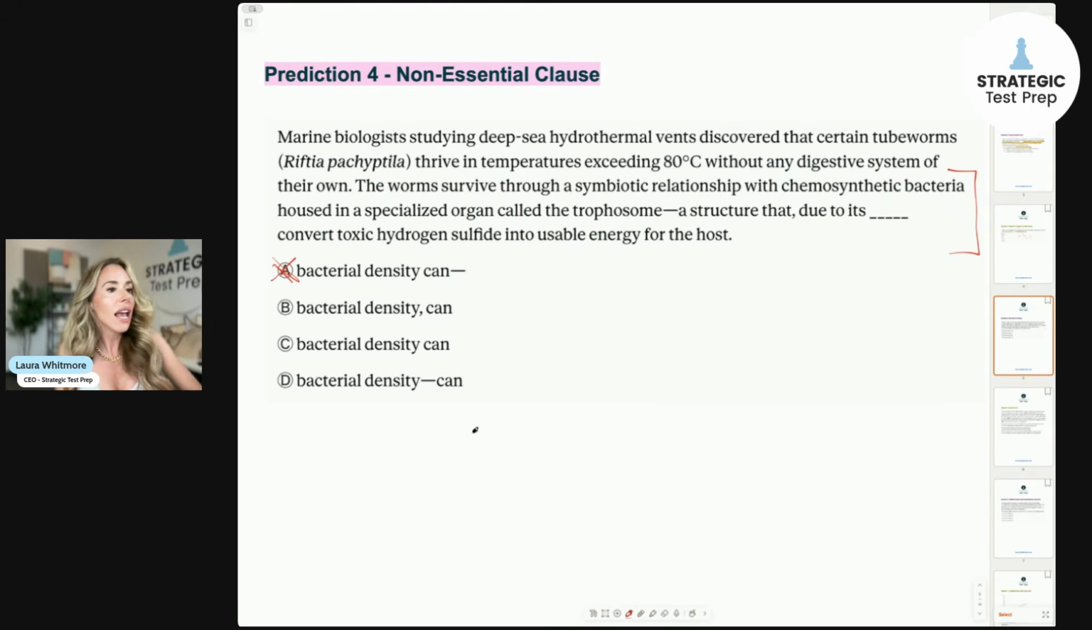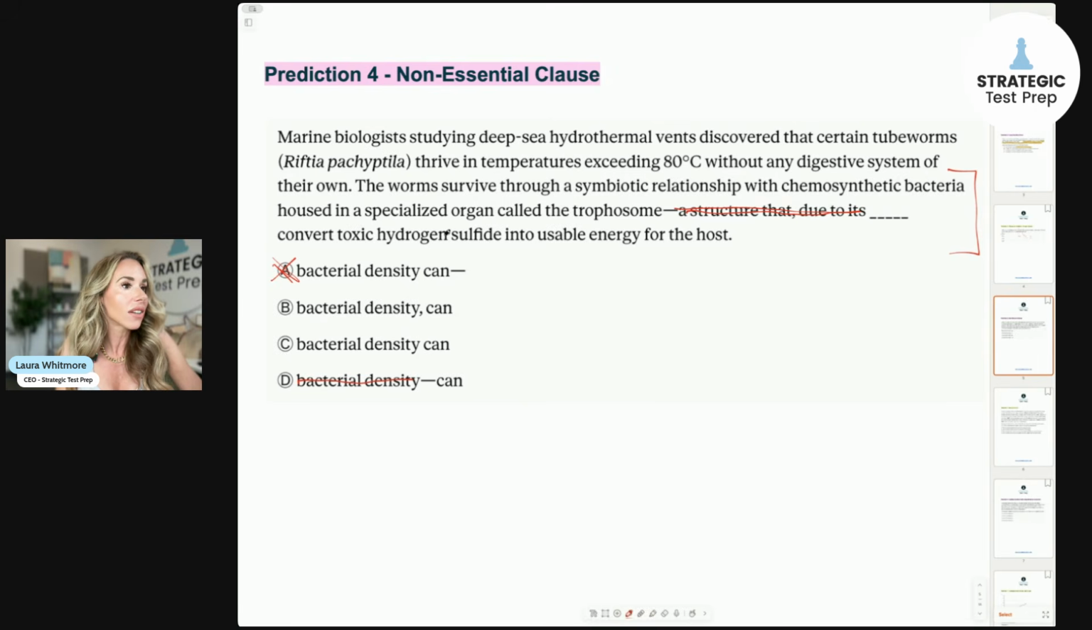Now, for the same reason, I actually want to look at D next, because now it makes the bacterial density part of the non-essential. So all this in between the 2 dashes would be non-essential. Let's read it again. So we have the worms survive through a symbiotic relationship with chemosynthetic bacteria housed in a specialized organ called the trophosome.